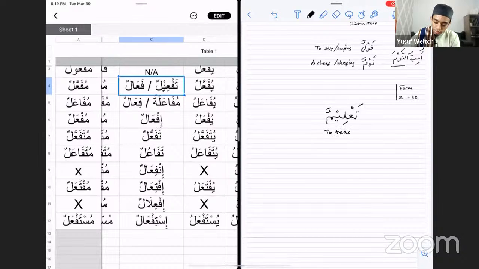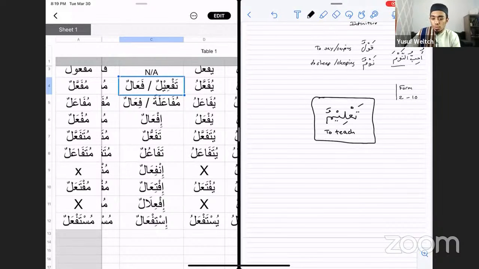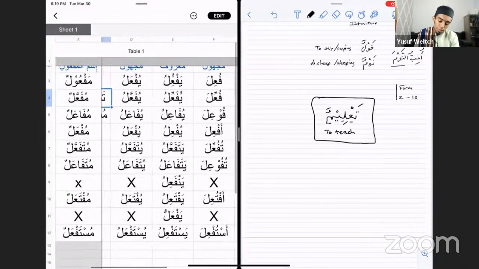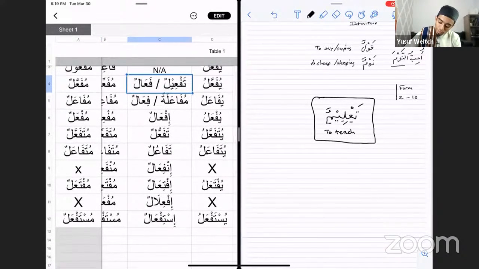So to teach is a noun. But because it follows the pattern of form 2, if you wanted to look this word up, what letters would you look for? Ain Lam Mim. Right, so those are the extra letters. Now, how would you say this in past tense? He taught, for instance. Allama. So this is all coming from your knowledge of the forms.